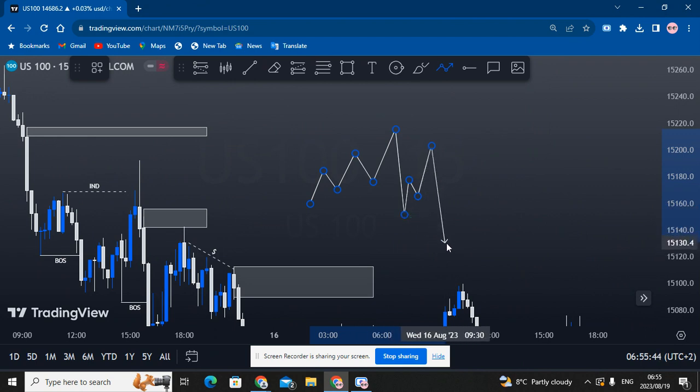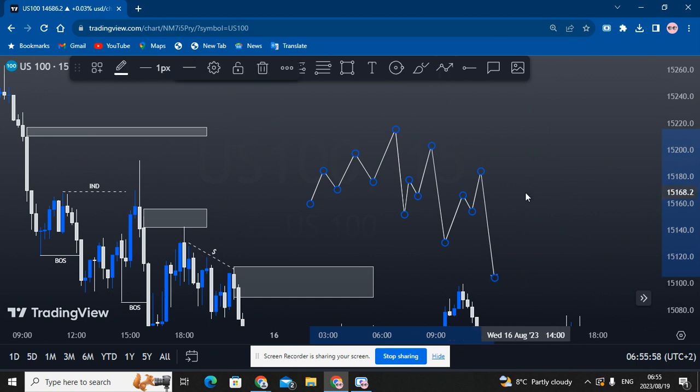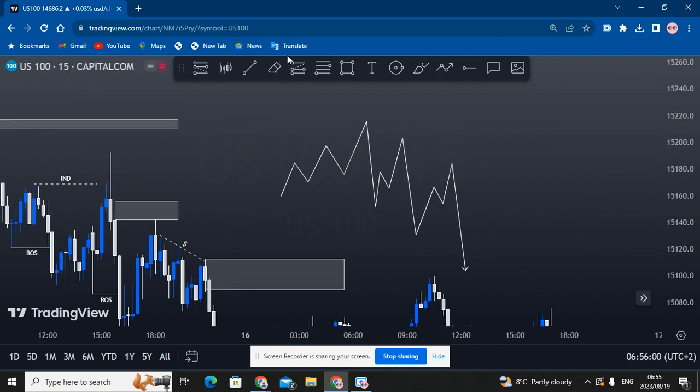Immediately it breaks structure, you know that the market has changed structure from an uptrend to a downtrend. So immediately it breaks the structure, you just wait for the market to go and take orders from your order block. Then that's where you do your sell. Let me explain that again.